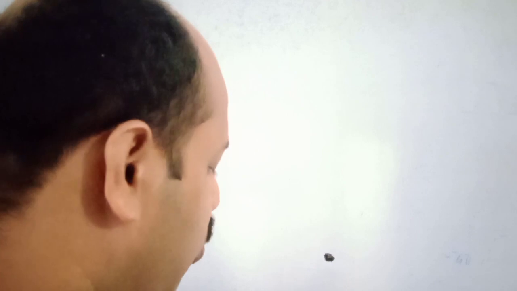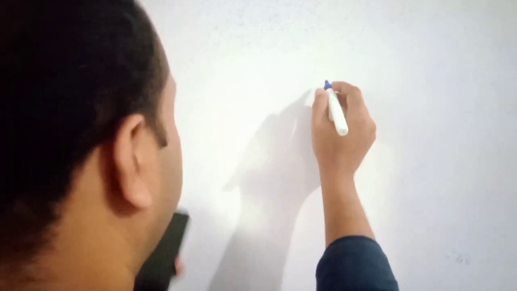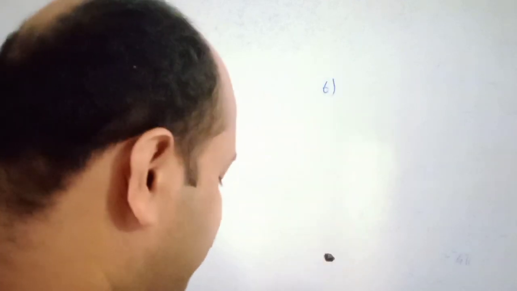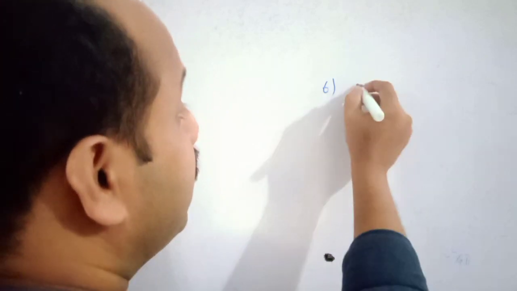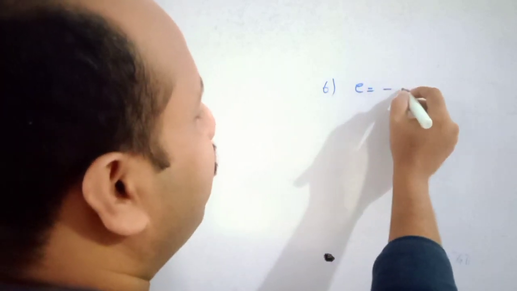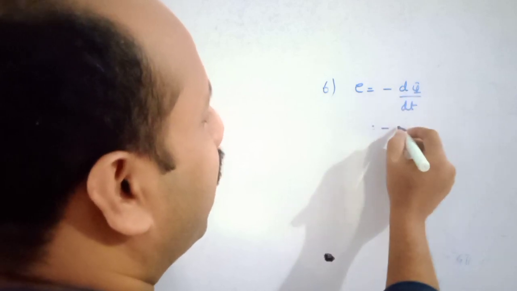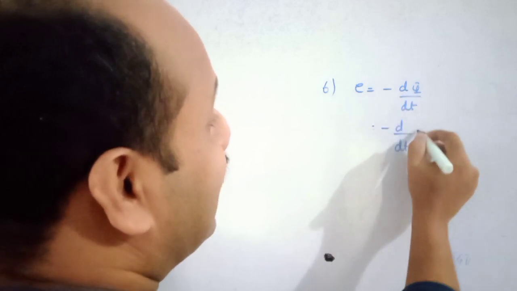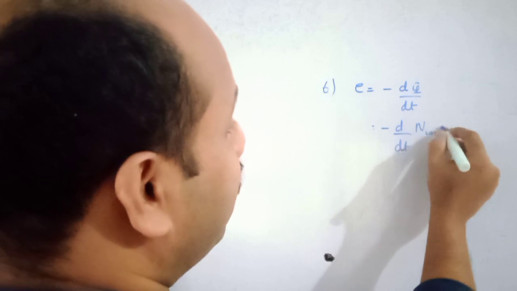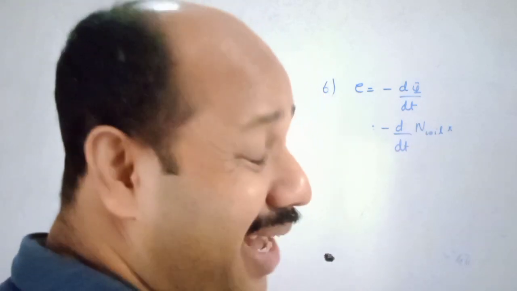Rate of change of flux, right? Now, what is the reason for the change in flux? Yes, better to write it as minus d phi by dt. Minus d by dt of, N is the number of turns of the coil, and flux is NBA, right?